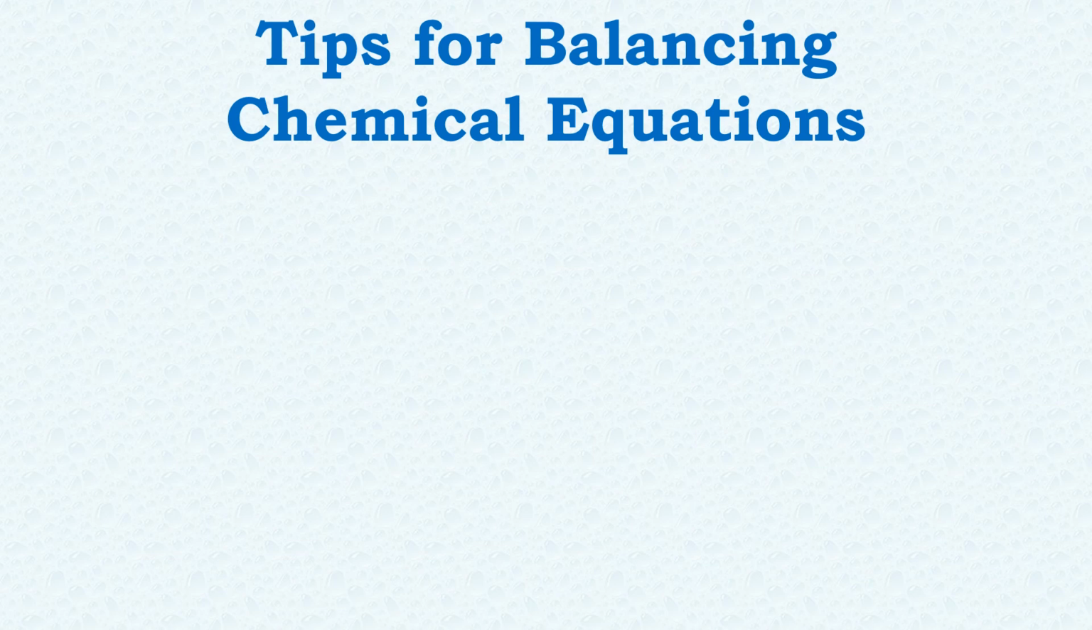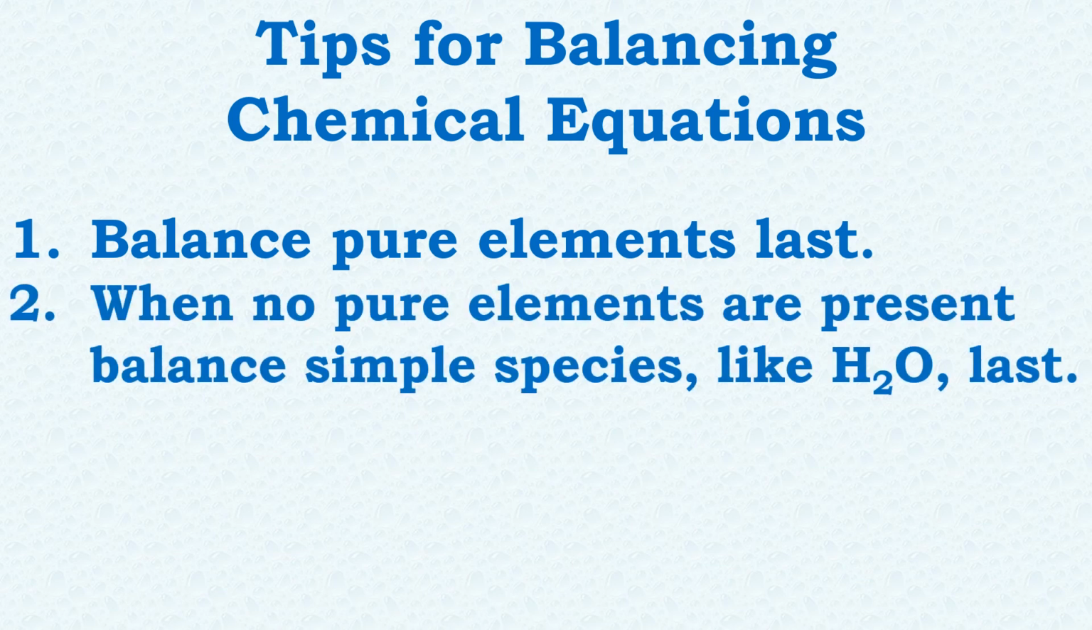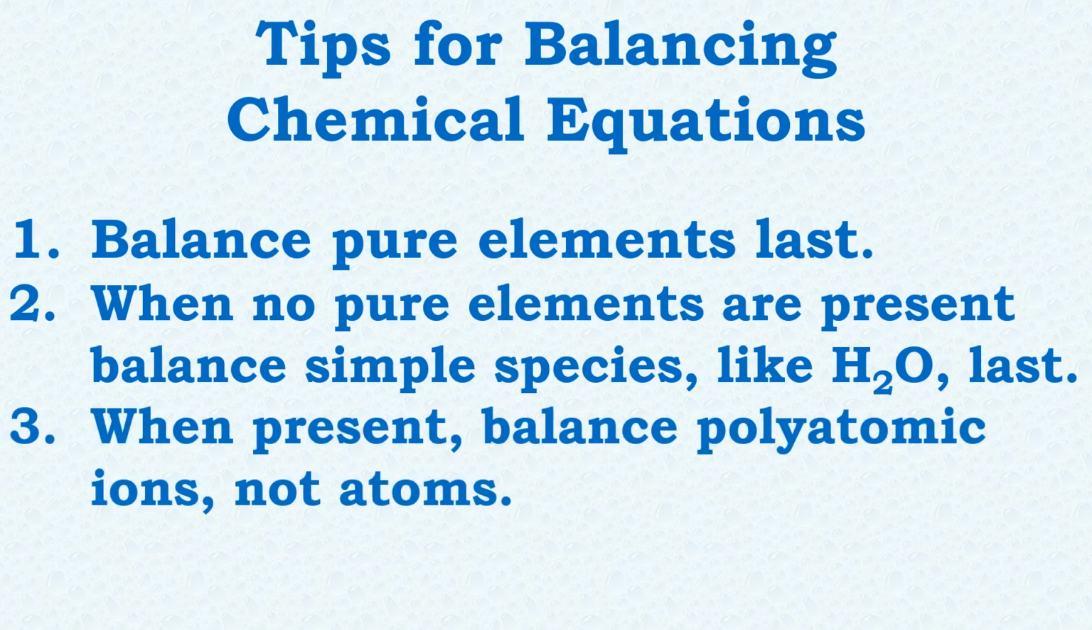Here are some tips for balancing chemical equations. First, balance pure elements last. Second, when no pure elements are present, balance simple species like H2O last. Third, when present, balance polyatomic ions, not atoms. Let's look at a few examples of each.